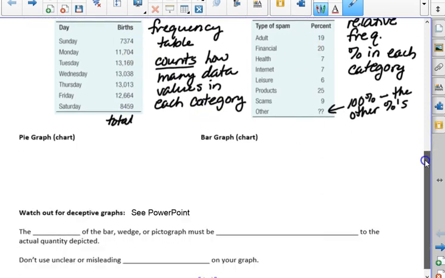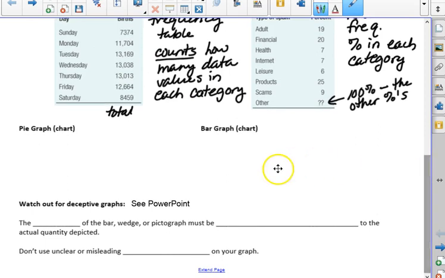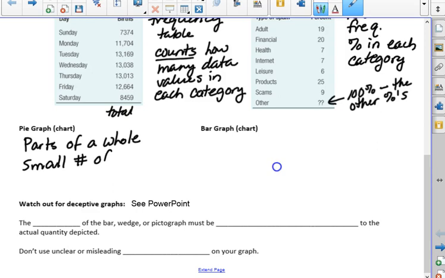in our data set. Now, there's only two types of graphs that you can use for categorical data, and one of them is a pie graph, and pie graphs are most important for parts of a whole, especially with a small number of categories. It's not really helpful to use a pie chart when you have 100 categories, because you can't really see the little slivers of the pie.